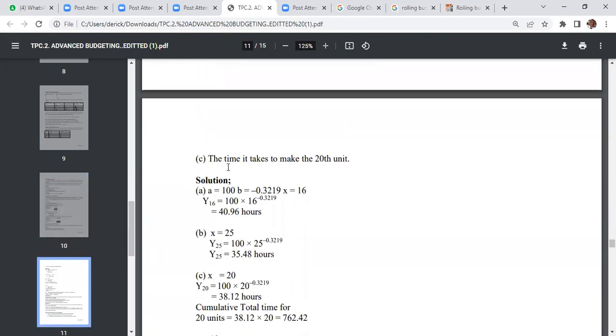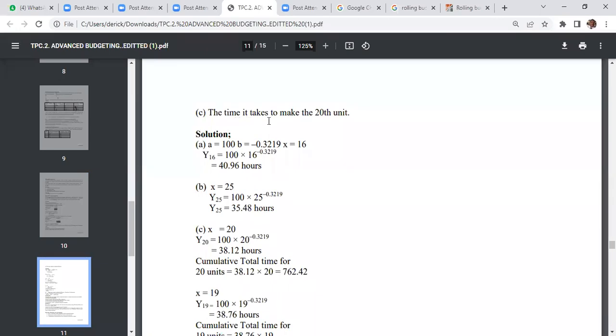Now for part C, the time it takes to make the 20th. Another version would say the next unit after the 19th. They mean the same thing. The next unit after the 19th is the 20th. So how do you compute that? What you do is you get the cumulative time for 20 units and the cumulative time for 19 units. The difference will be for that 1 unit, the 20th. I hope I've answered you, Davison.